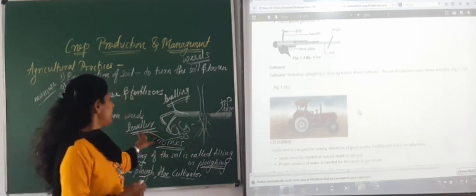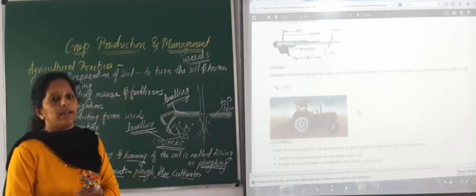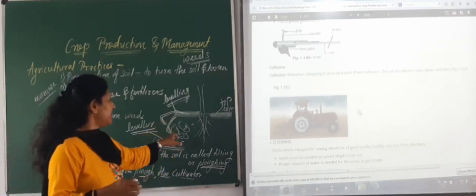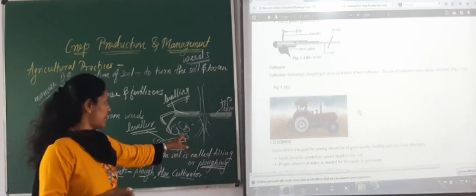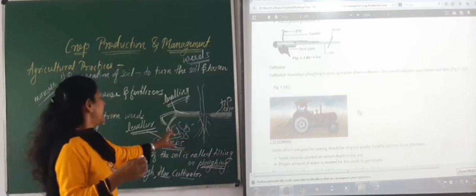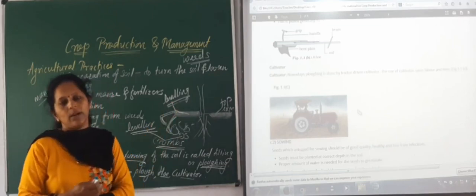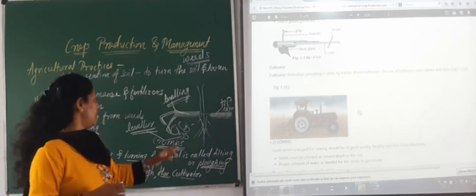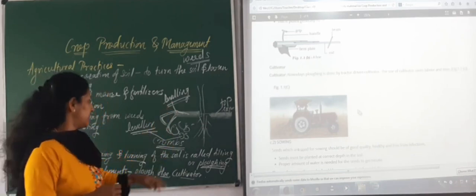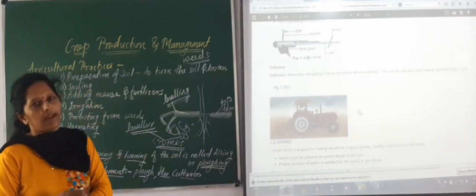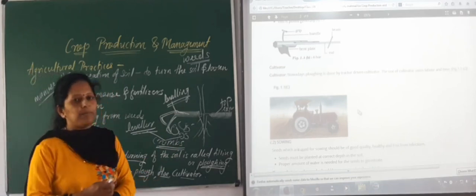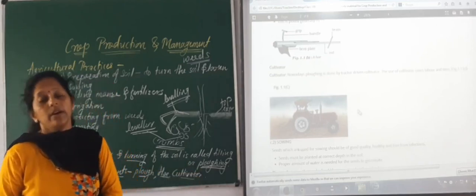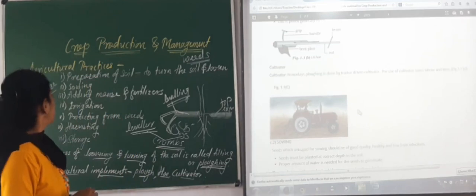Next we saw crumbling and leveling with the help of a leveler. Crumbs of soil form after plowing, and with the help of a leveler, leveling takes place so that the soil clods break. Then we saw the agricultural implements like the plow, hoe and cultivator. So this is about the preparation of the soil.